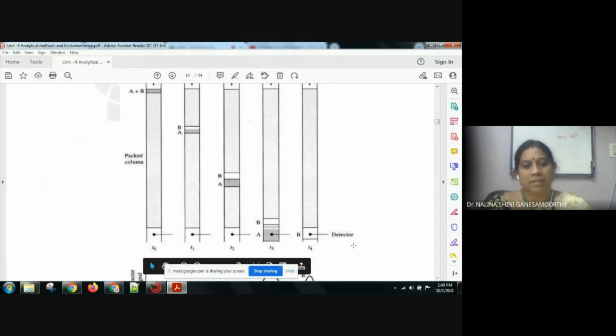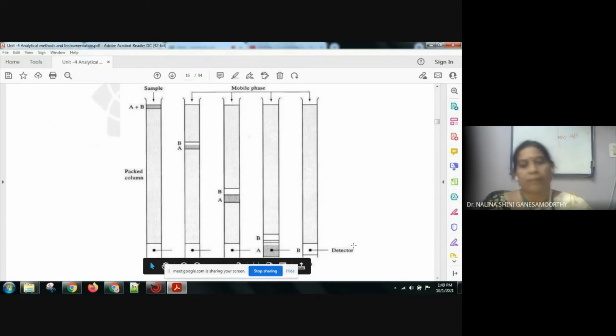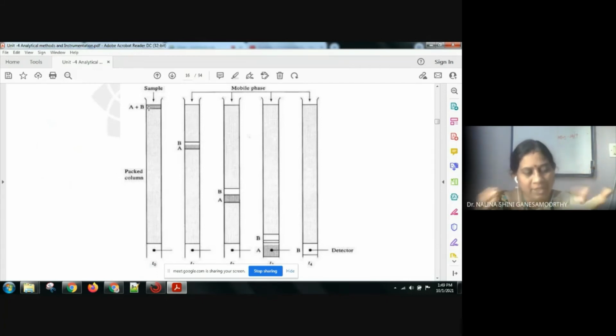Okay, just look at this diagram. So this is the mobile phase. Already you have a stationary phase here, and you have a sample over here. The sample is A plus B. So in the sample you have two components, one is A and another one is B. Right? Now A has to be separated and B has to be separated. So what are we going to do for that? You have to make it flow through the column which has a stationary phase.